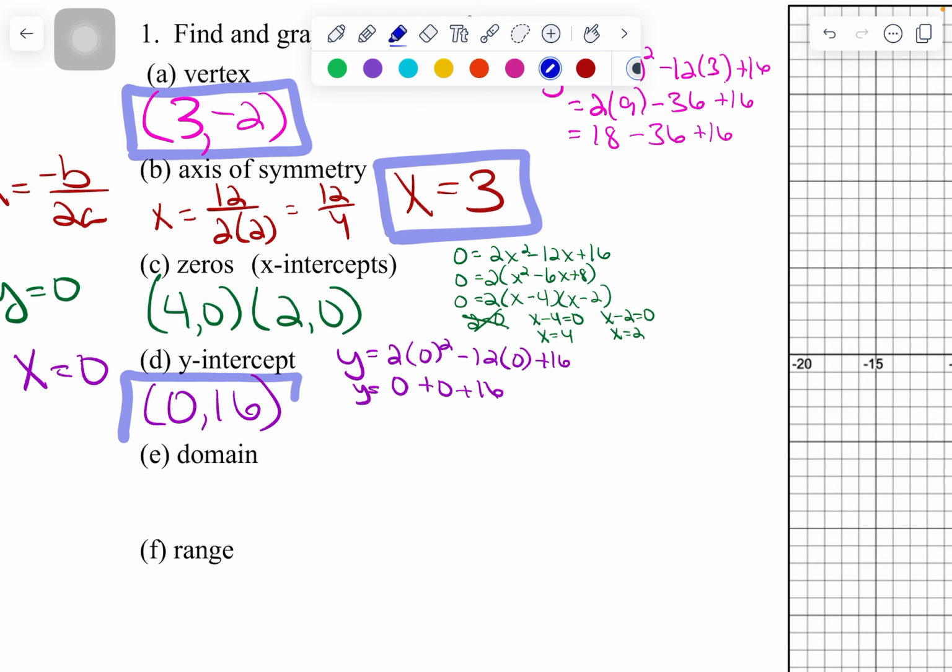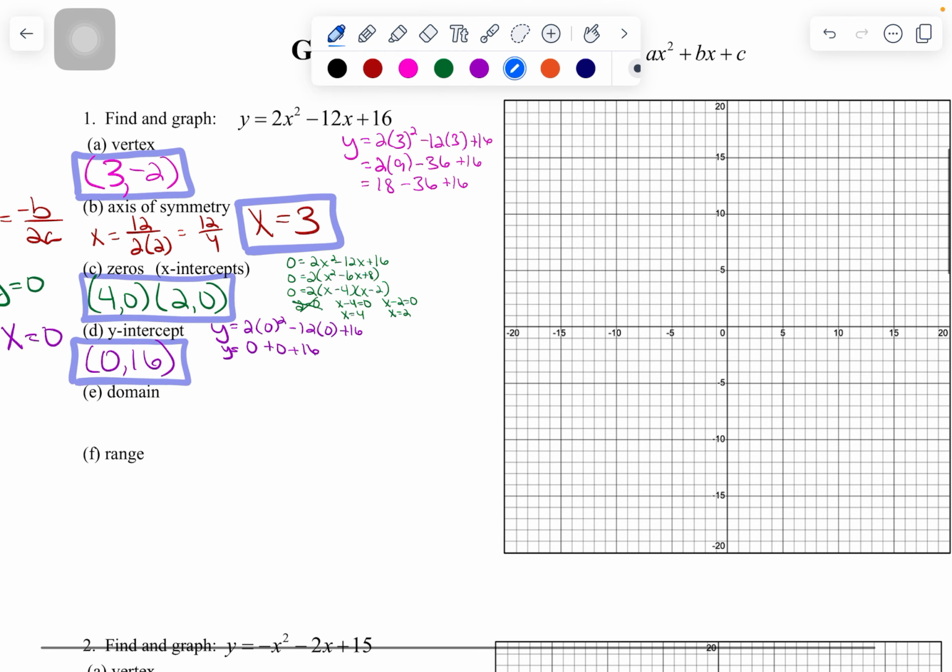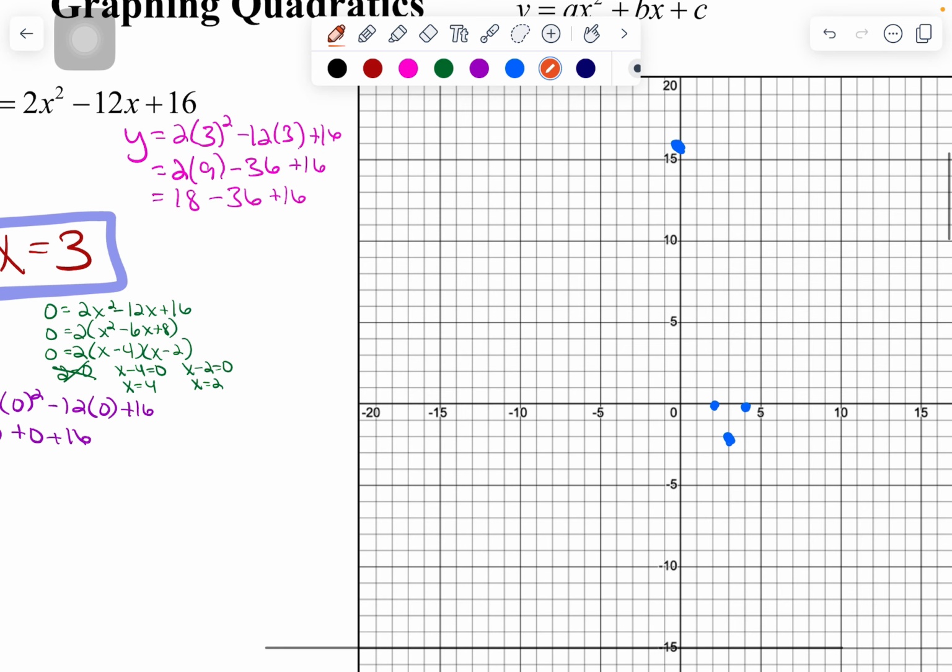And so we have our y-intercept, we've got our two x-intercepts, we've got our axis of symmetry, and of course we have our vertex. So those are going to go on the graph. So 1, 2, 3, negative 2, we're right here. (4, 0) and (2, 0). (0, 16), ooh, that's a very far away point. And axis of symmetry is x equals 3.